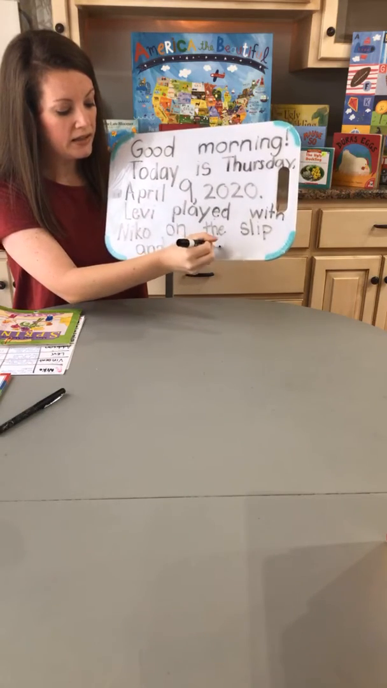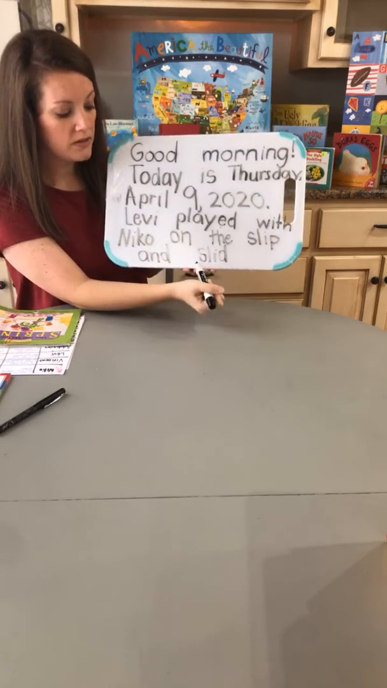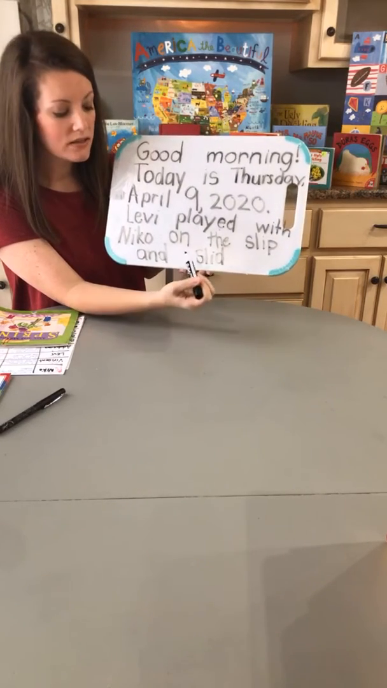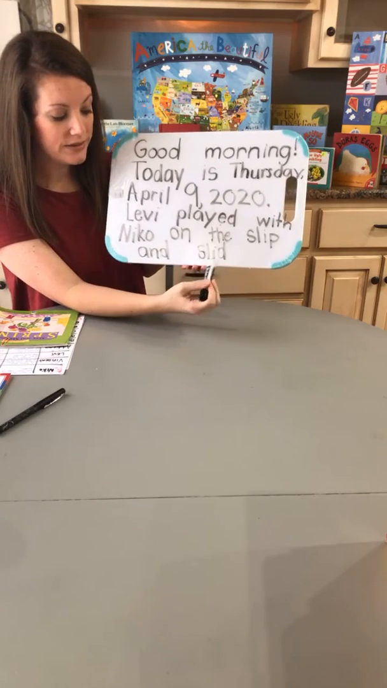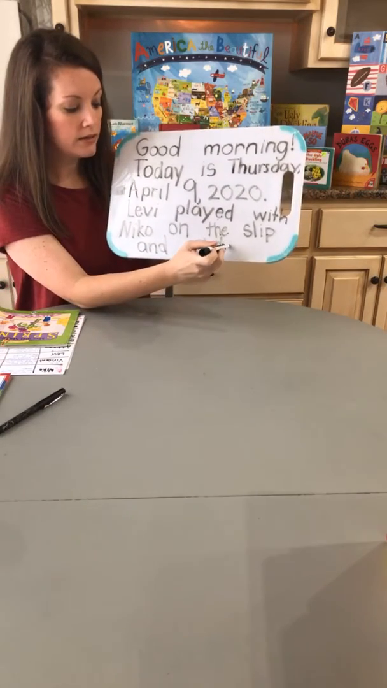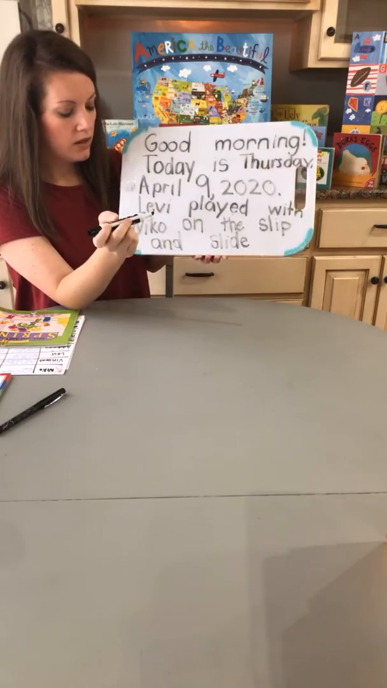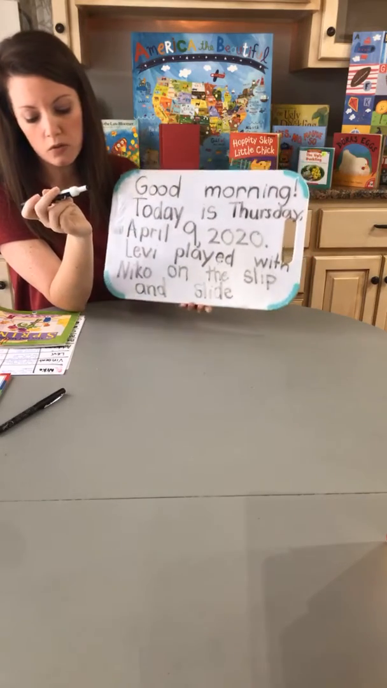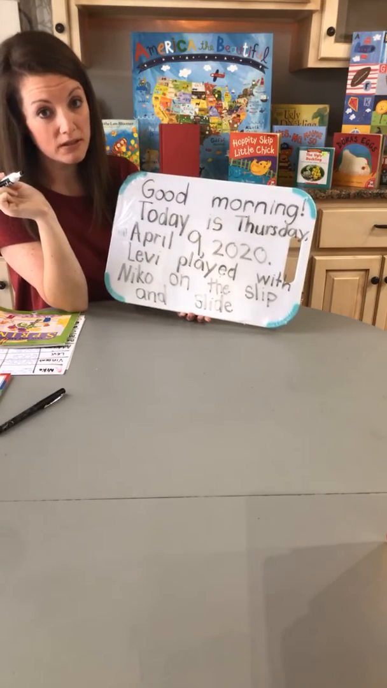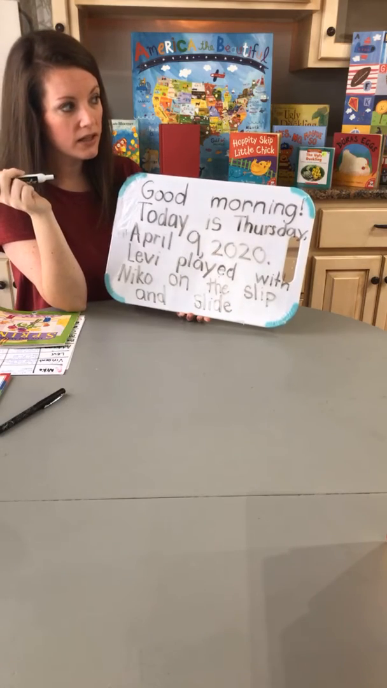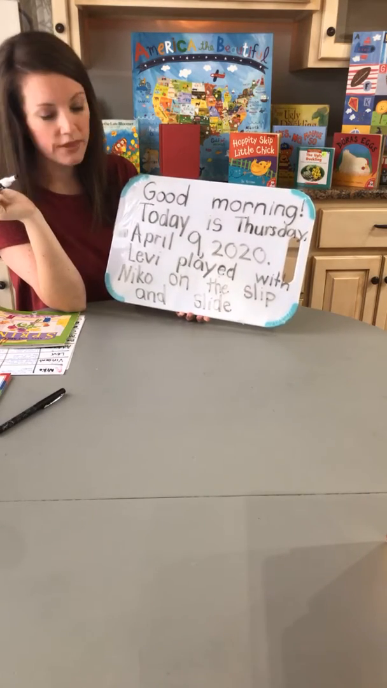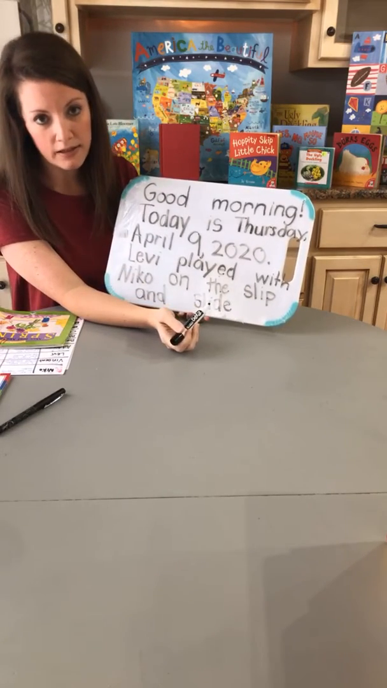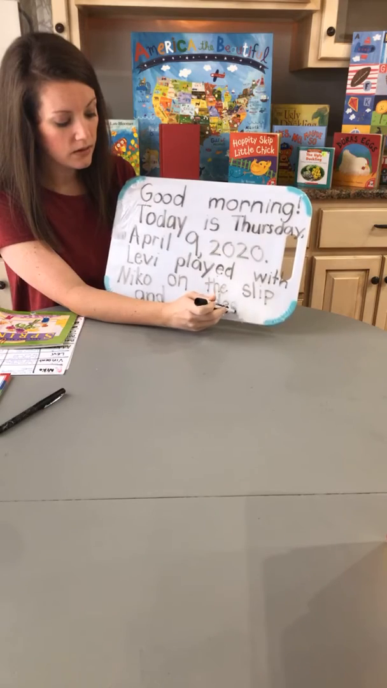Slide. So far it says slid. What do I need to put at the end of this word to make it say slide instead of slid? A silent E, that's right. So there was more than one slip and slide. Nico said I got to play on 2 slip and slides. And Levi said I played with Nico on the slip and slides. So what do I need to put right here at the very end of slide? An S. That's right.